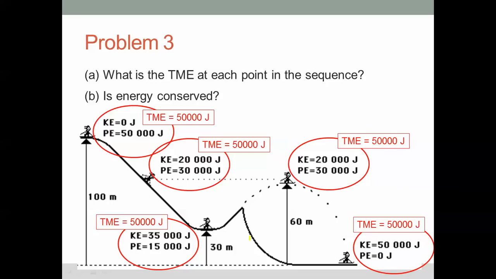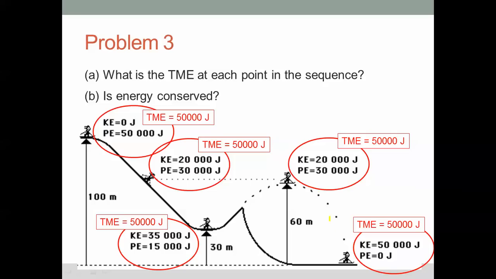So what's going on in this? She starts at the beginning with no kinetic energy. She's not moving. All of her energy is stored. As she goes down, some of that potential energy changes into kinetic energy. So now she has a little bit of kinetic energy and a little bit less potential energy. Down here, she has even less potential energy and more kinetic. Then she goes back up to the same height. Now she has kinetic energy of 20,000 and potential energy of 30,000.